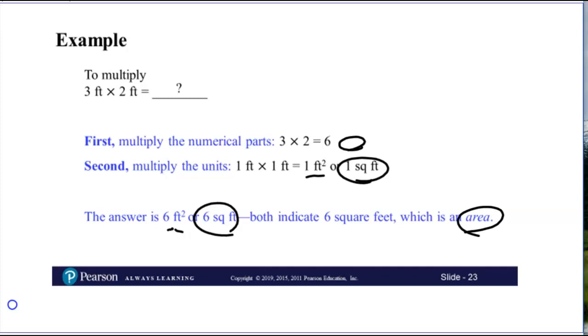So think about if you're going to put a rug in, you would measure the number of feet of one wall and the number of feet of another wall, and the area that you're going to put the rug on is measured in feet squared.